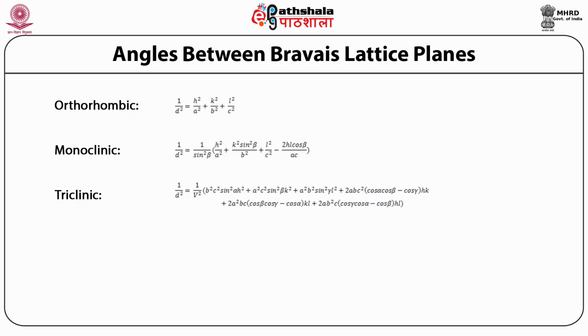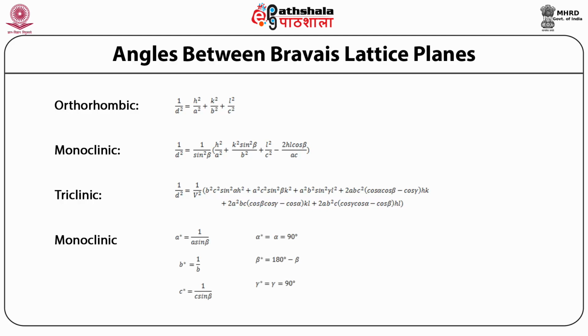In triclinic, 1 by D square equals 1 by V square times B square C square sin square alpha H square plus A square C square sin square beta K square plus A square B square sin square gamma L square plus 2AB C square cos alpha cos beta minus cos gamma times HK plus 2A square BC times cos beta cos gamma minus cos alpha times KL plus 2AB square C times cos gamma cos alpha minus cos beta times HL.